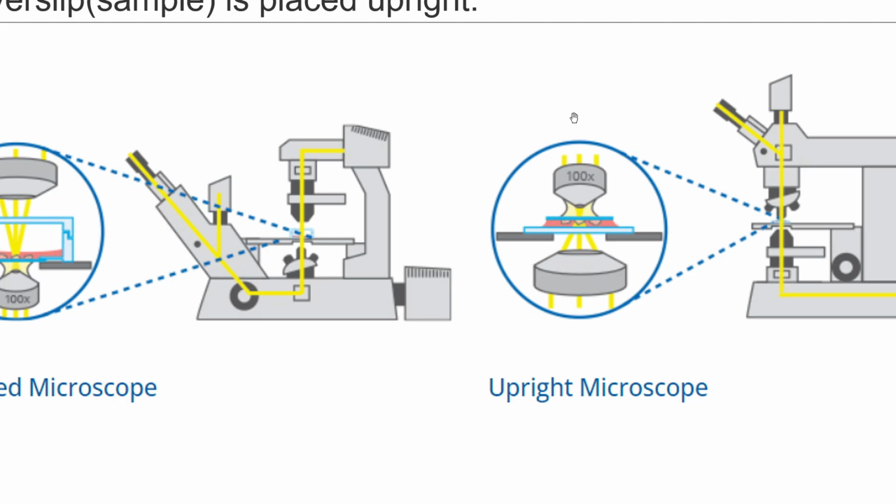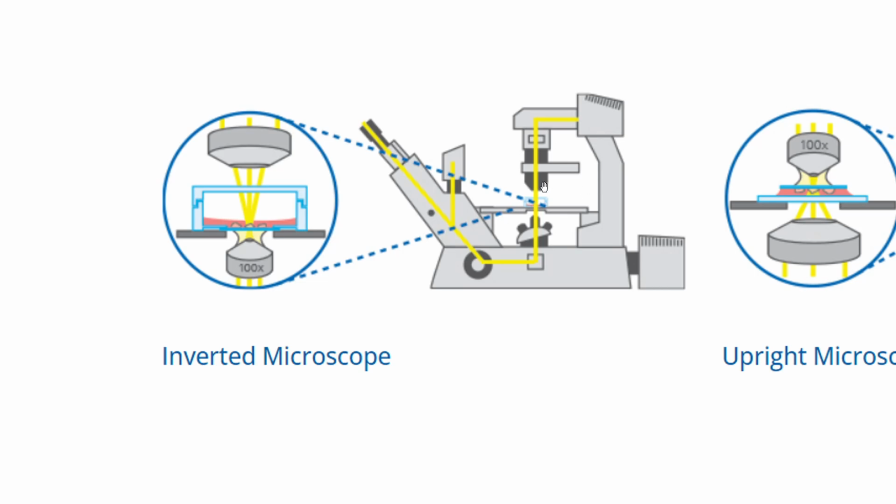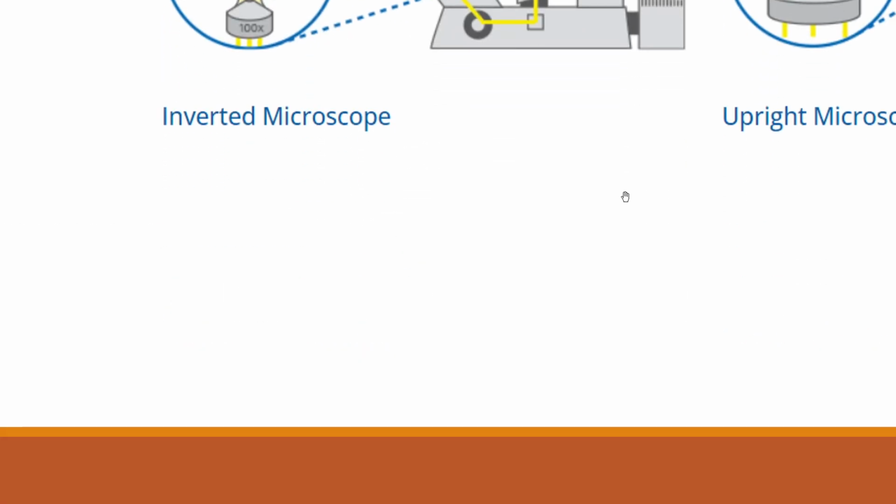So your cover slip is upside facing. In your upright microscope, it will be placed upright. That is, your cover slip will be facing your eye, and the sample, which is on your glass slide, will be facing the light source coming from the bottom through your condenser. And in the inverted microscope, it is the opposite, because of the light source.